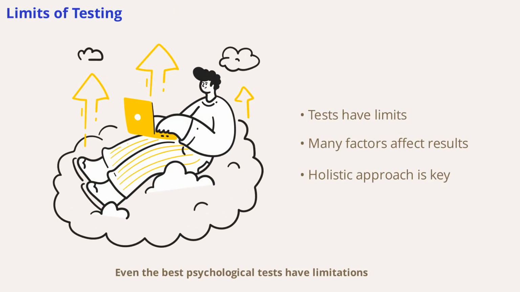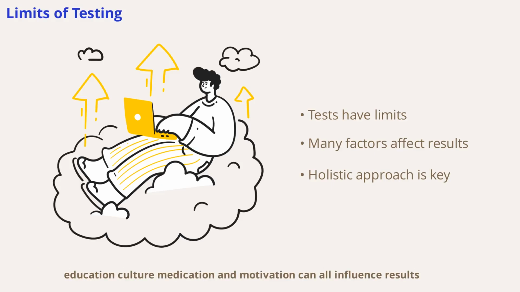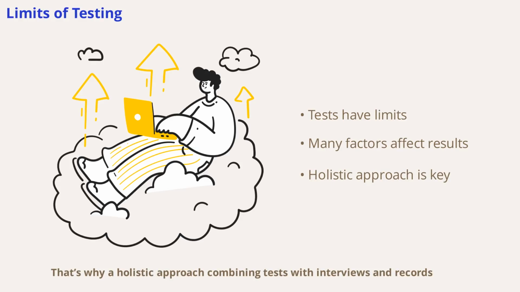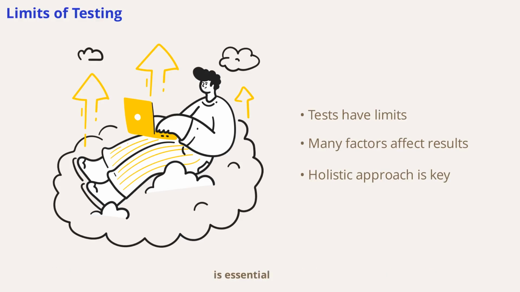Even the best psychological tests have limitations. They are most useful for identifying strengths and weaknesses in cooperative patients, not for detecting malingering or deception. Abnormal test results do not always mean brain damage. They simply reflect performance on specific tasks. Factors like age, education, culture, medication, and motivation can all influence results. That's why a holistic approach, combining tests with interviews and records, is essential.